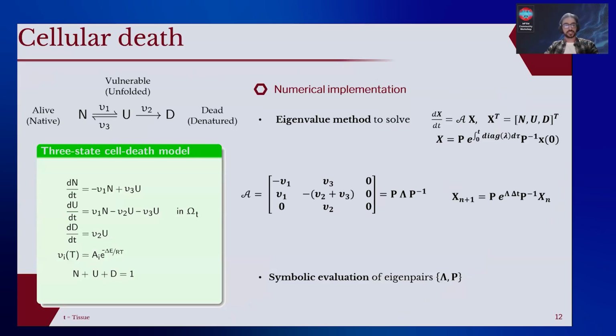And the transitions are determined by a system of three coupled ODEs where the kinetic coefficients are temperature dependent. We solve it with the eigenvalue method due to the simple nature of the system. So essentially, we pre-compute the symbolic form of our eigenpairs, and given the specific value of the temperature at a specific point, we evaluate them and use that to advance in time.